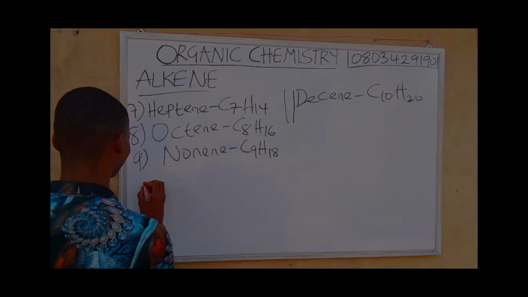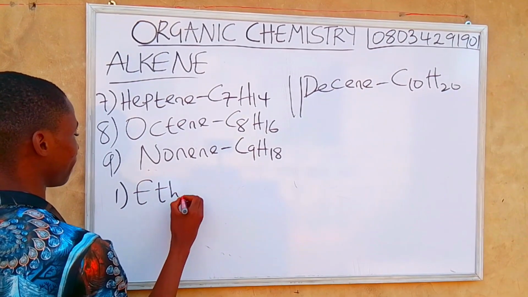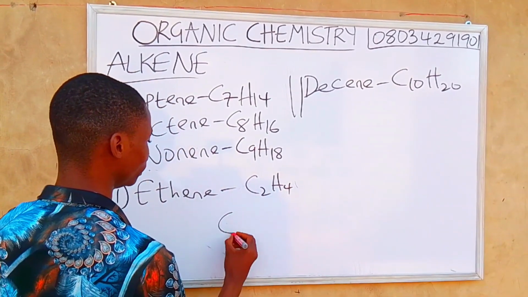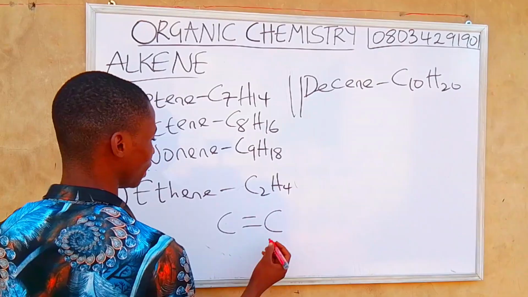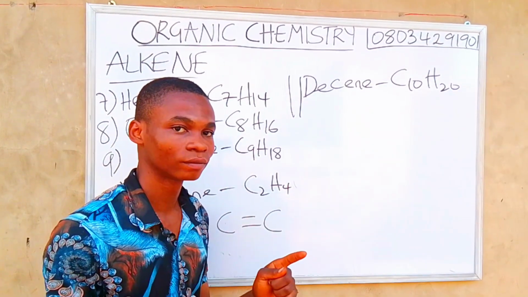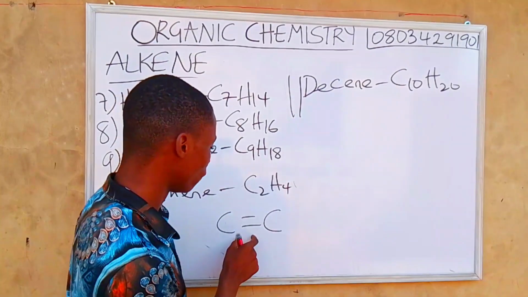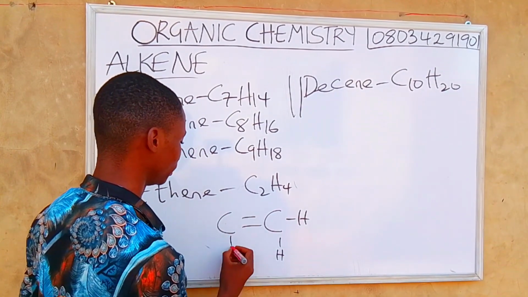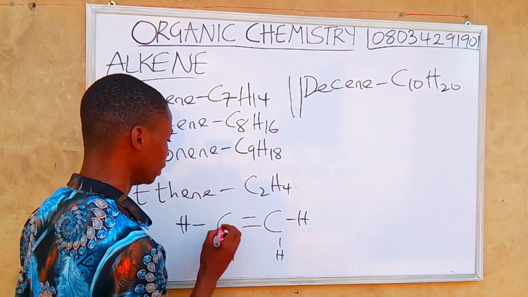So let's start from ethene. Ethene is C2H4, right? So let's draw it. It's 2 carbon. And don't forget, alkene has a double bond. So don't forget, it will now be H, H, H, H.